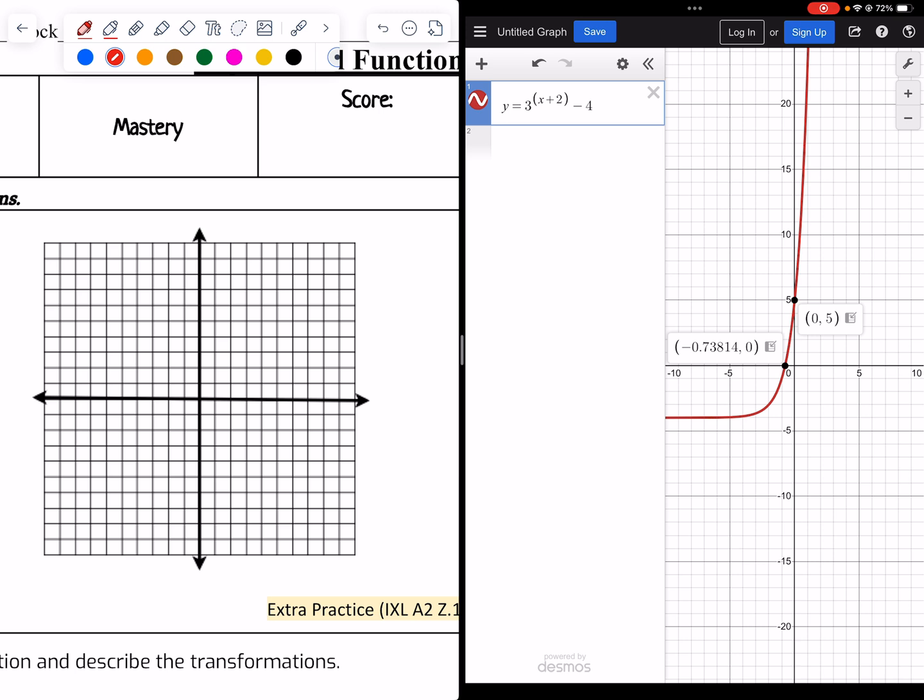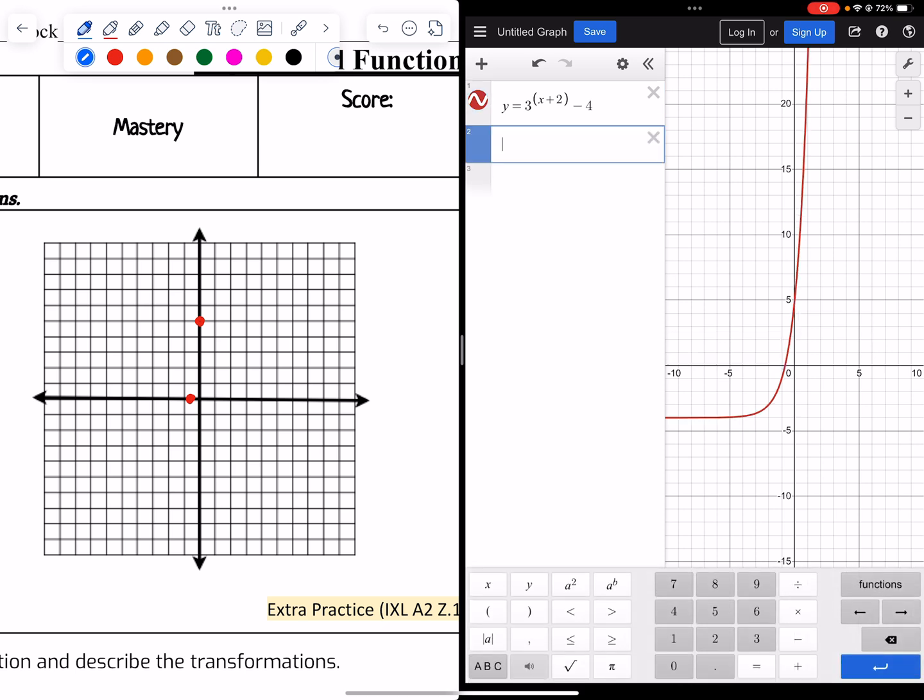So I see I have an x-intercept at negative 0.7. So I'm just going to go to negative approximately 0.7. And I have a y-intercept at 5. So 1, 2, 3, 4, 5. And then I can also tell that it has a downward shift of 4. So that looks like where the horizontal asymptote is.